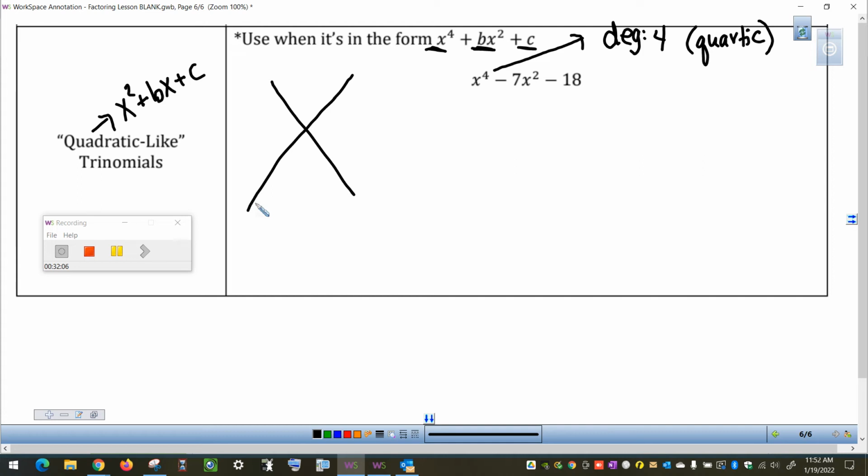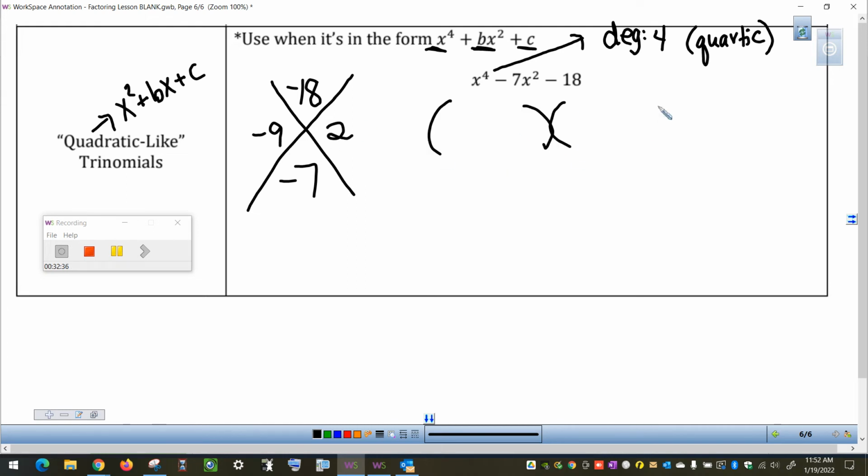I'm still looking at the numbers here, thinking about two numbers that multiply to negative 18 and add to negative 7. Does anyone have two numbers that would work here? Negative 9 and positive 6. All right, that'll work.